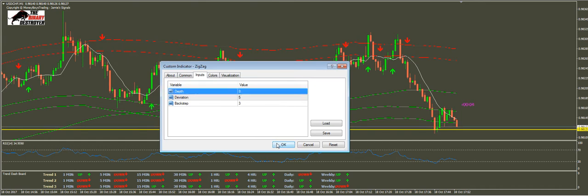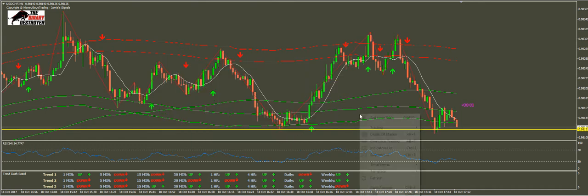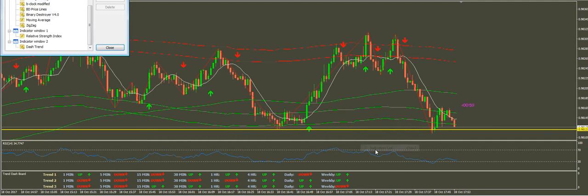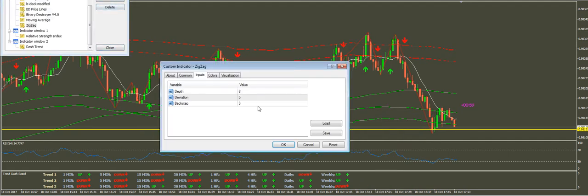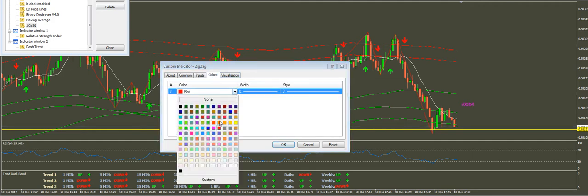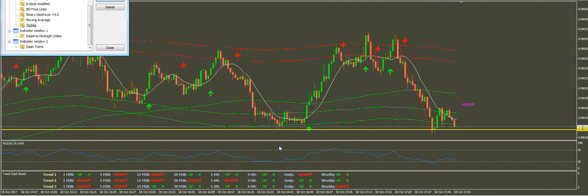Hold on, you can't see that. Colors, let's change it to light blue.